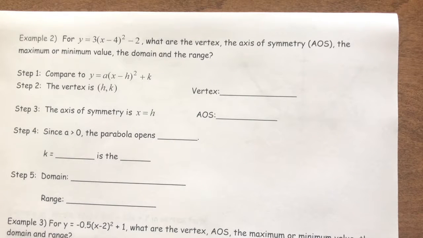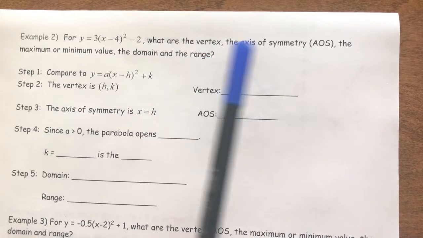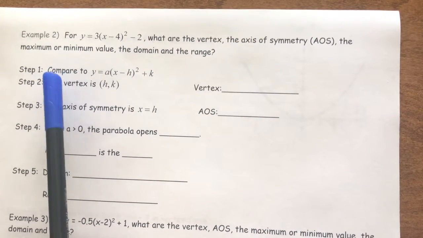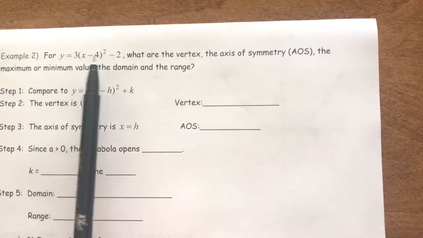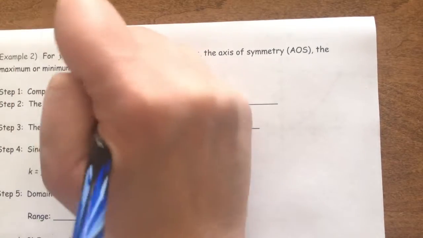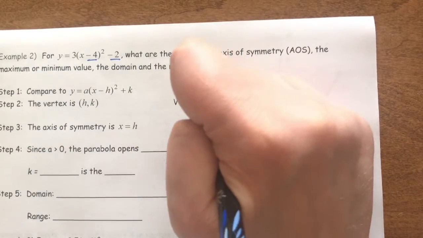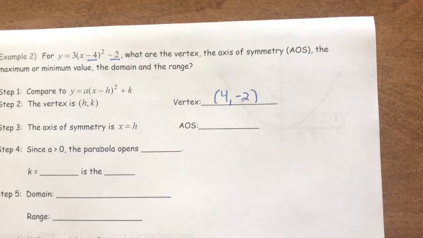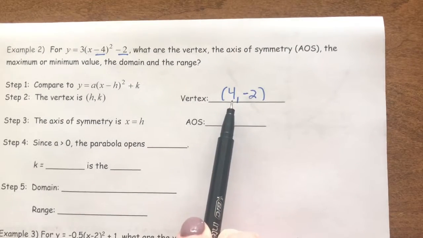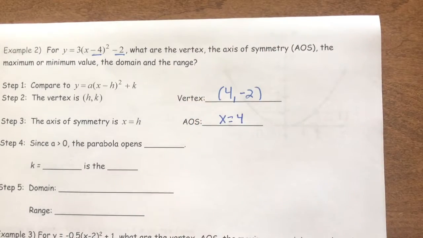Okay, so let's take a look at example 2. For y equals 3 times x minus 4 squared minus 2, what are the vertex, the axis of symmetry, the maximum or minimum value, and the domain and the range? Okay, so we take a look at our quadratic function and we notice that it is written in vertex form. When it's in vertex form, we can easily pull out the vertex. Remember, the x value lies to us, so when I pull the vertex out, it's going to be 4. The y value tells the truth. It'll be 4 and negative 2. Now the axis of symmetry goes through the x coordinate, so it's the vertical line, x equals 4.